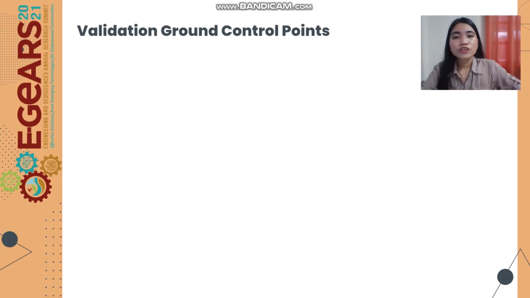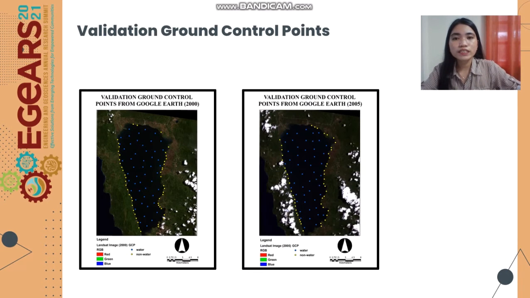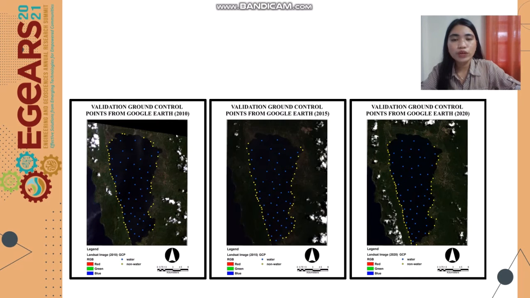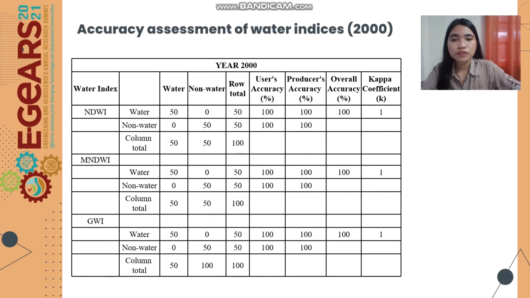To validate the accuracy of the water indices applied in this study, 5 sets of validation ground control points representing each year were generated from Google Earth. 50 for water and 50 for non-water with a total of 100 points per year. To identify the most accurate water index, the water indices were compared thoroughly.